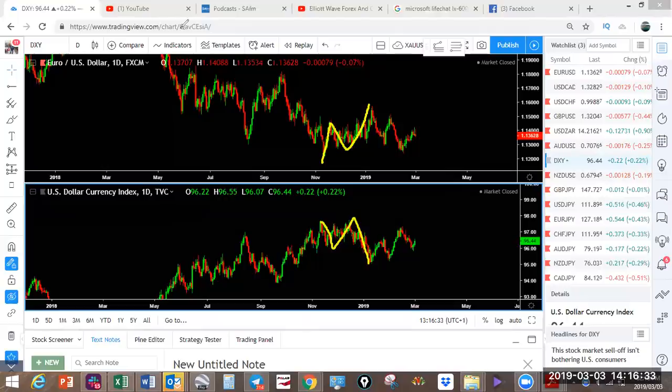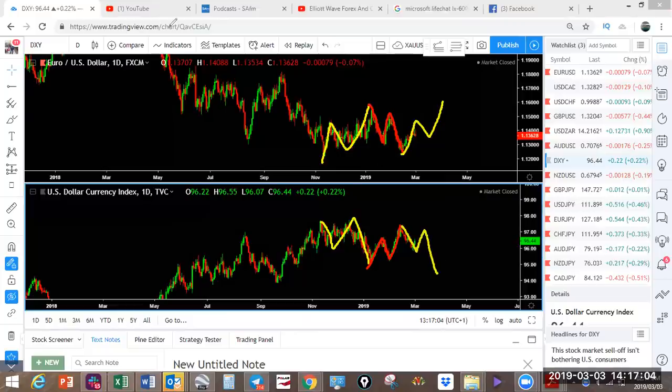Now what the forecast was here is that this is a 3 wave move that is now correcting. We also have the same thing here, a 3 wave move. So I expected that this was going to possibly give us a 1, 2, 3 wave move to the top here. Same thing on the DXY. I expected that this was going to give us another 1, 2, 3 wave move to the downside.